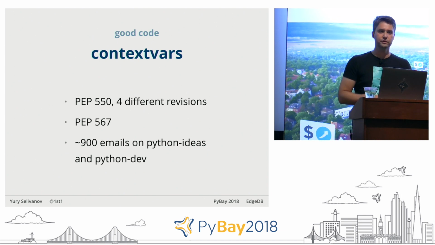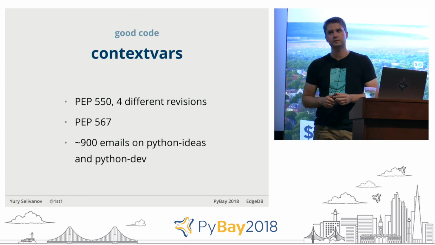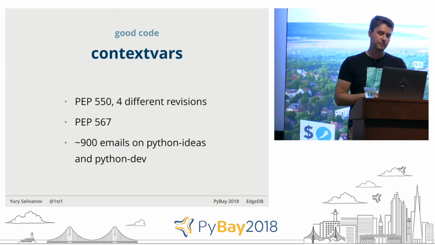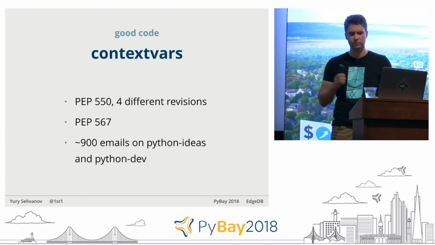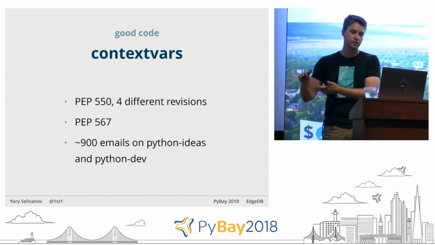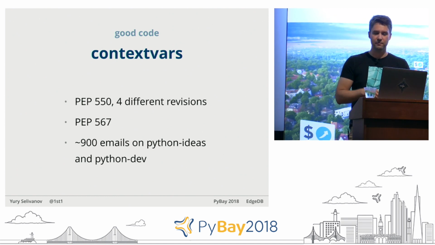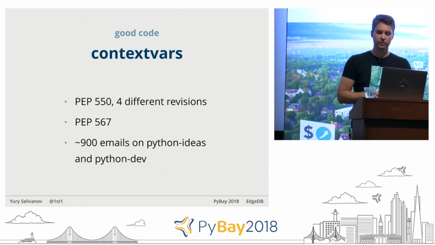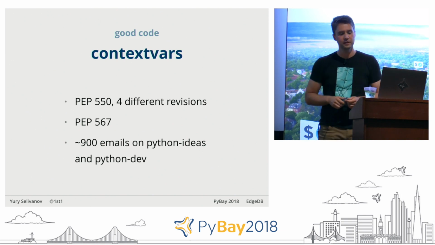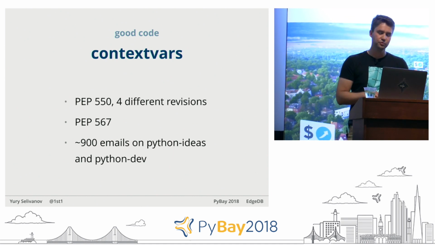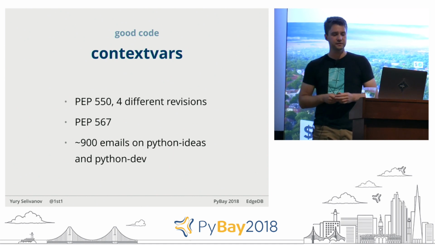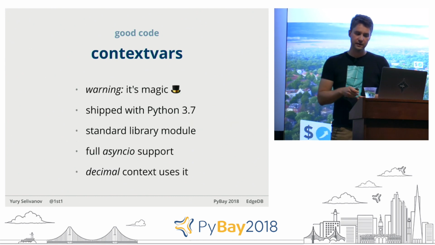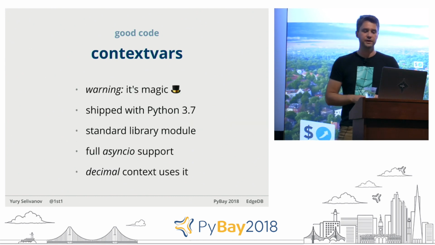This is a new module in Python 3.7. It was proposed initially in PEP 550. It had 4 different revisions, and then we simplified the whole thing. And PEP 567 is something that actually details the latest version of the contextvars module. There were about 900 emails on python-ideas and python-dev. It was super hard to actually push this thing through. But finally, in Python 3.7, we have context variables.